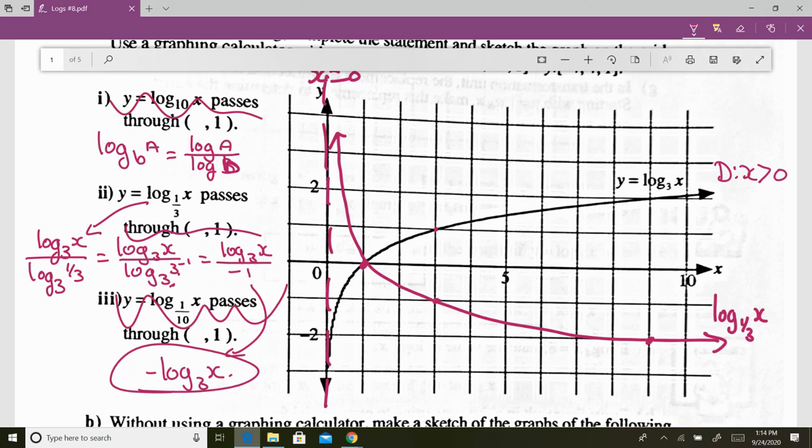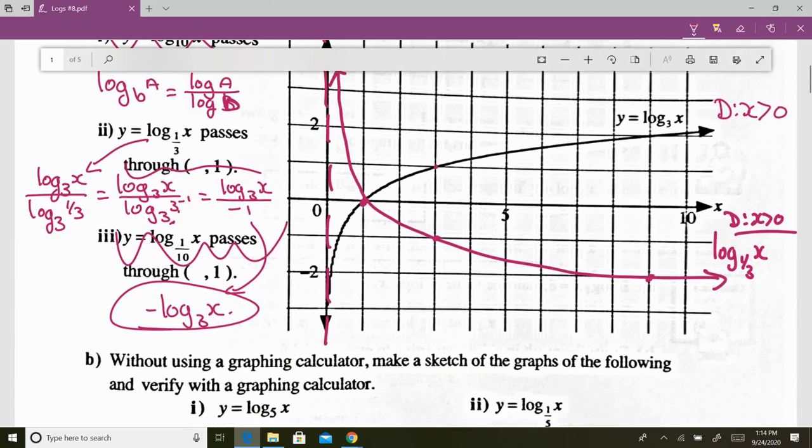Did the vertical asymptote change? No. So our domain is still x is greater than 0. Okay. All I want you to remember from this page is that if you have a base in a log graph that is less than 1, in other words, if the base is less than 1 but bigger than 0, because the base cannot be 0, it will follow a log graph like this. It'll look like this, okay?